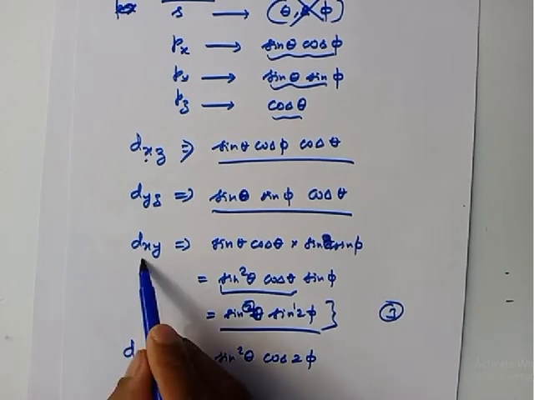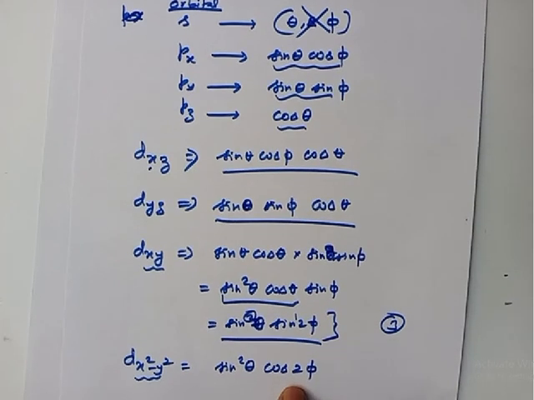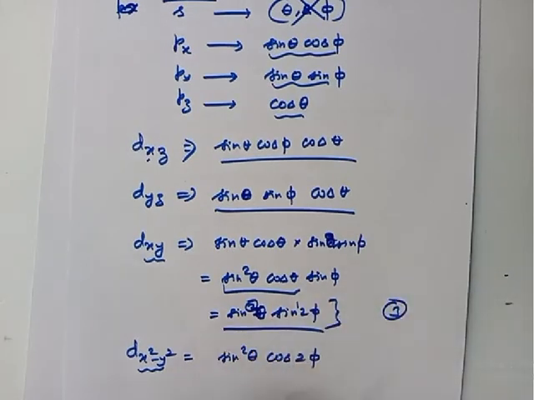So remember, when x and y come, then you will be having sin 2 phi, cos 2 phi, like that. We can work it out, but I'll just leave it to you. It's very simple, you can find it out.